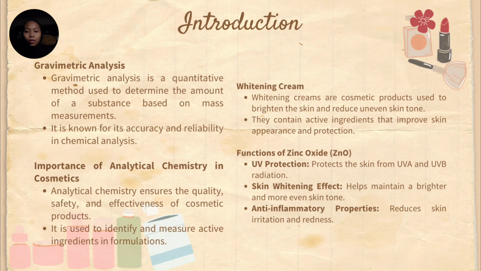Today we want to present about gravimetric analysis: determination of zinc oxide in whitening cream using precipitation. Gravimetric analysis is a quantitative analytical technique used to determine the amount of a substance by measuring its mass. In this method, the analyte is converted into a stable compound, usually a precipitate, which is then filtered, dried, and weighed. Because the measurement is based on mass, gravimetric analysis is highly accurate and reliable. It is widely used in laboratories for quality control, environmental testing, pharmaceutical products, and cosmetic analysis.